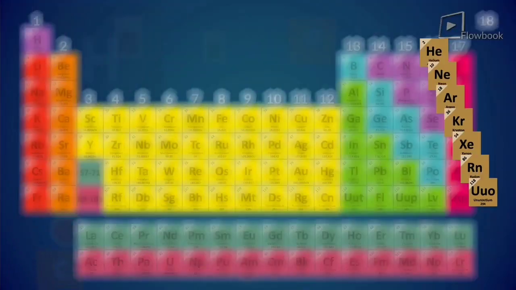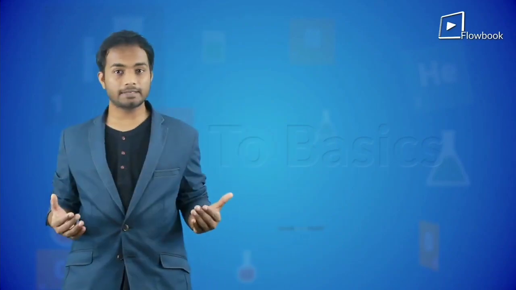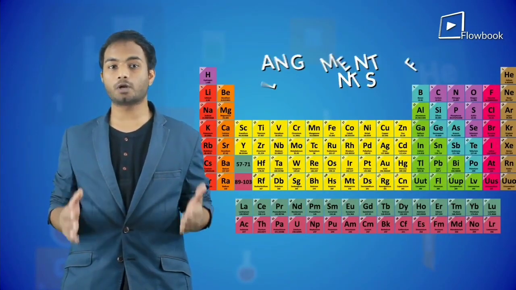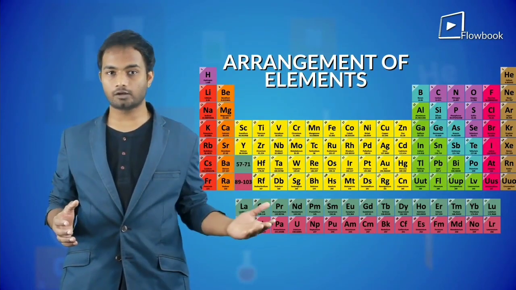So what have we learned in this video? We have seen how elements are arranged in the periodic table according to similar chemical properties as vertical columns of groups.